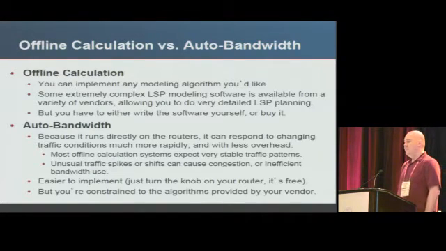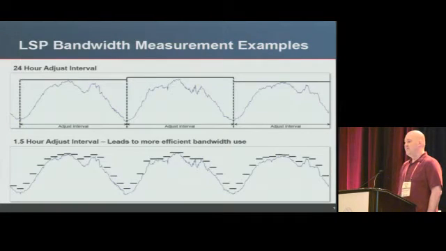With Auto-Bandwidth, because it's run directly on the routers, you can respond to these rapidly changing traffic conditions. So if a link fails or if a peer changes and you now need to reroute traffic in 5 minutes, you can do that as opposed to waiting a day to adapt to those changes. So it turns out to be good at that. It's easier to implement, but you're kind of constrained to the algorithm that the router vendor gives you on your particular router.